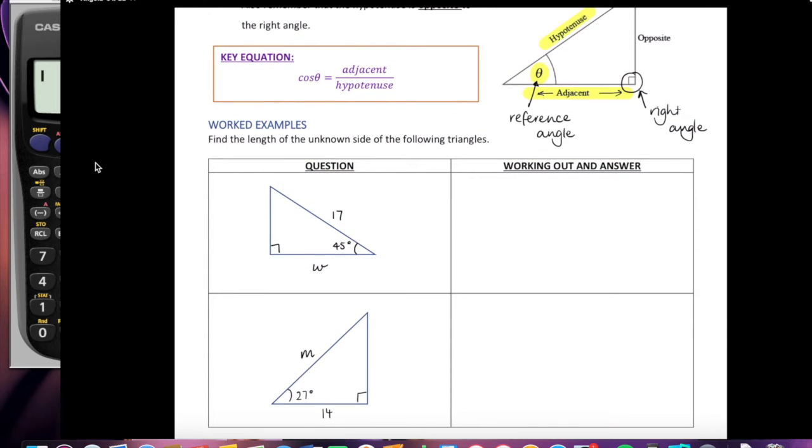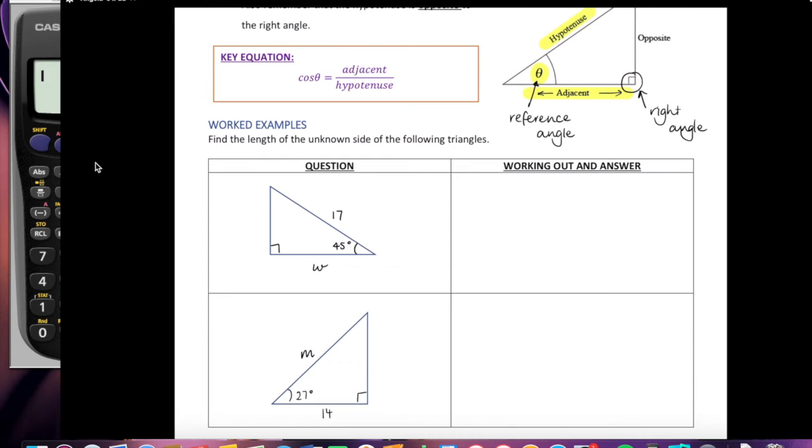Definitely have your scientific calculator on hand, because I am going to step us through the process of using our scientific calculator to help us find out the answers to both worked examples. Here we're asked to find the length of the unknown side for each of the following triangles. So let's start with the first one.